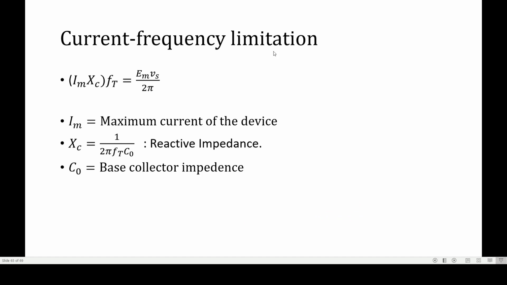Again, there is a current frequency limitation. Here Im into Xc into Ft is equal to Em Vs by 2 pi. Here Im is the maximum current of the device. Xc is equal to 1 by 2 pi Ft into C0, a reactive impedance, and C0 is the base collector capacitance. Theoretically the value of Im is infinite if Xc is equal to 0, and that is not possible, since the reactive impedance cannot be 0. There is always a capacitor between the base and collector region.